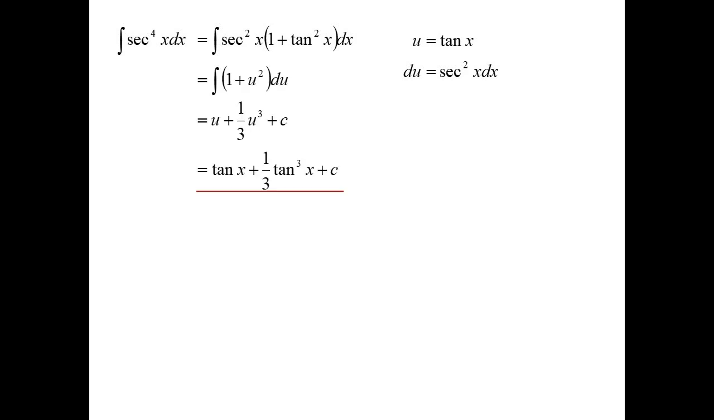Have a look what happens with the even power compared to that last one. Sec 4, what do I do? Oh, it's easy. I'll just pull out a sec squared, which can be changed to be 1 plus tan squared. Substitution, u equals tan x. 1 plus u squared, add 1 to the power over the power, bang, you got the answer.